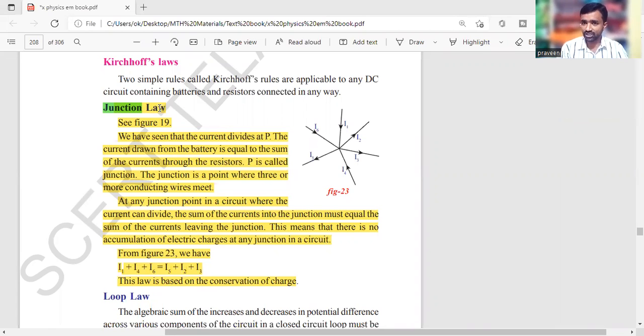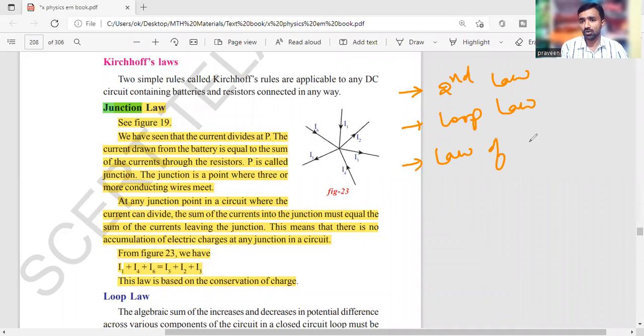Previously. So now we are starting our discussion about another law given by Kirchhoff, called the second law, also called the loop law. It is also said to be the law of voltages. So these are the different names: Kirchhoff's second law, Kirchhoff's loop law, and Kirchhoff's law of voltages. So these are the three names.